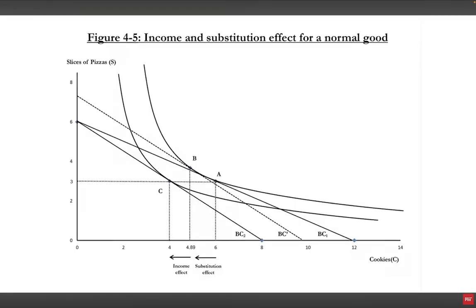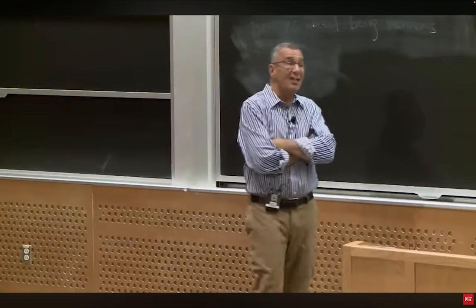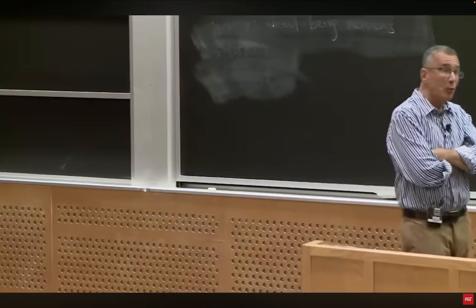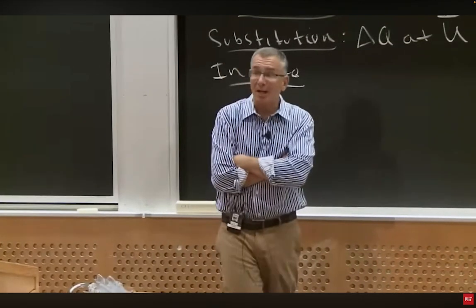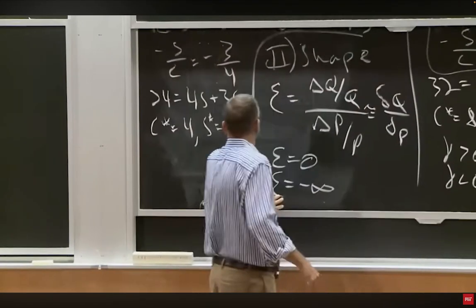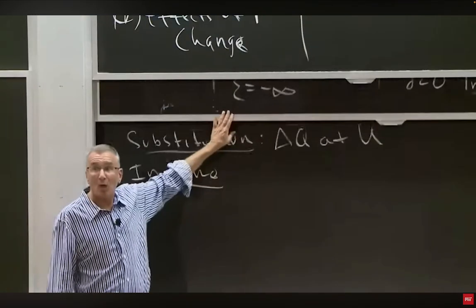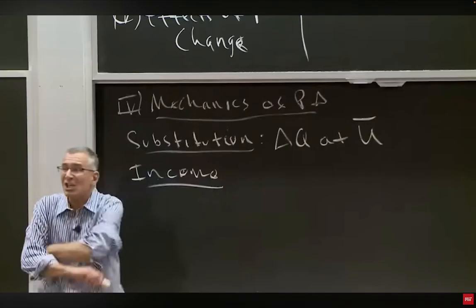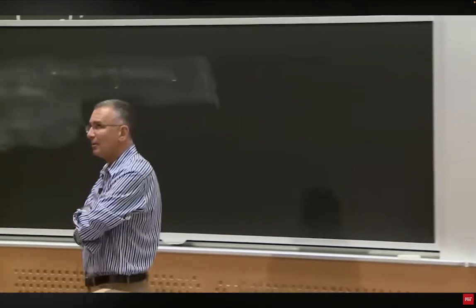And what is BC prime? BC prime has 2 features. First of all, it is parallel to the new budget constraint. It's got the new price ratios. The slope of BC prime is the same as BC2. So minus 3/4, right? That was the slope, minus 3/4. Okay? So the new budget constraint has a slope of minus 3/4, but it is tangent to the original indifference curve, the one that contains point A.